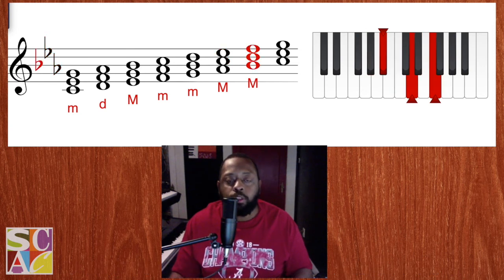The seventh triad is B flat major. Let's analyze. From B flat to D is the major third. From B flat to F is the perfect fifth. Adding these two intervals together and you get the B flat major triad. Let's listen.